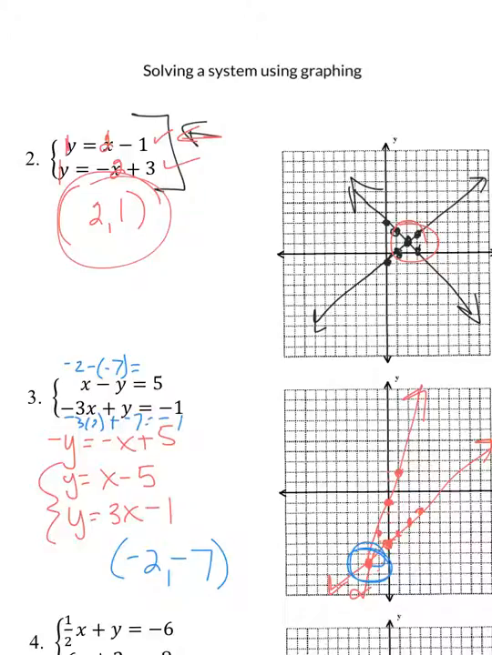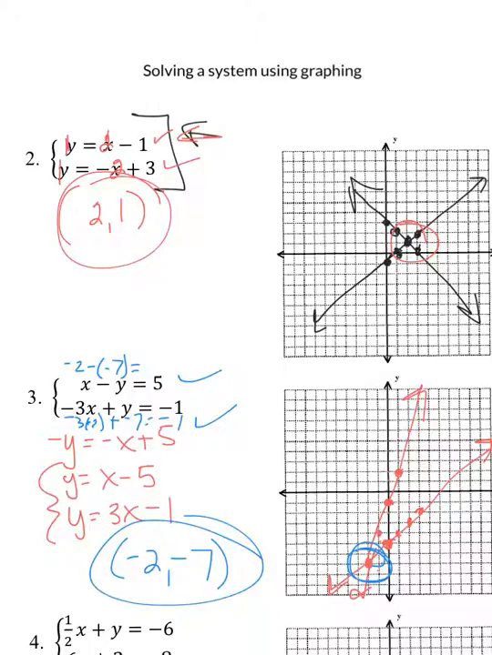So -3 times 2, or excuse me, -3 times x plus y equals -1. Well, -3 times 2 is -6. Nope, x is -2, there it is. -3 times -2 is +6. +6 plus -7 is -1, so it checks for that system as well. So (-2, -7) is the solution.